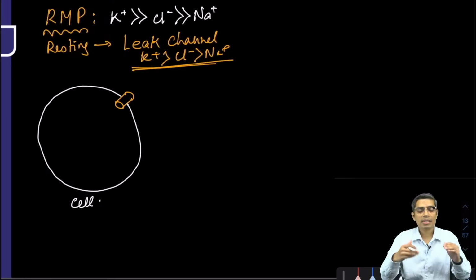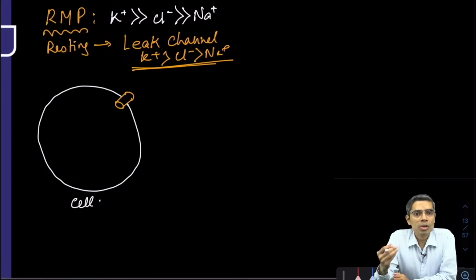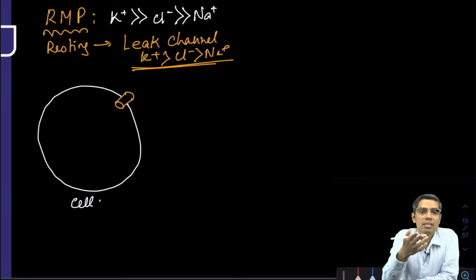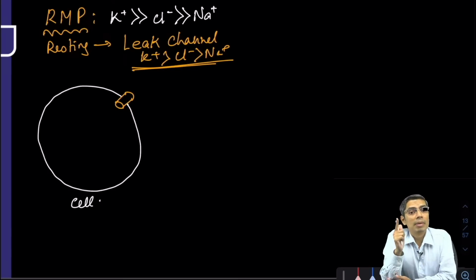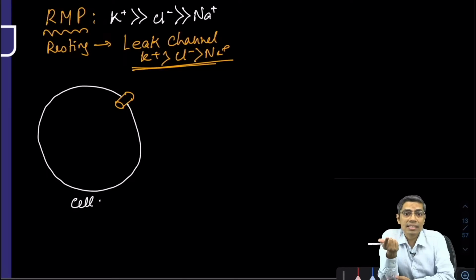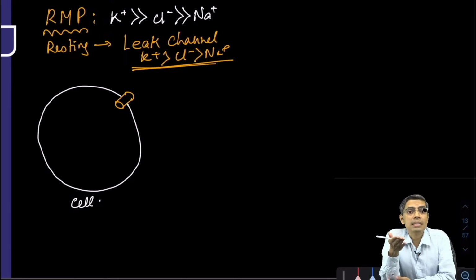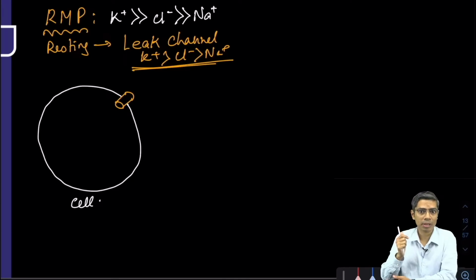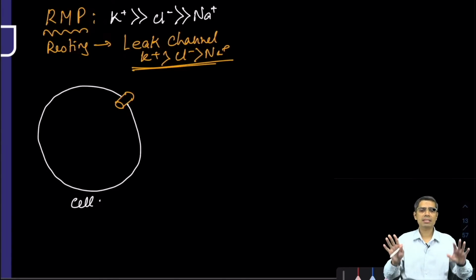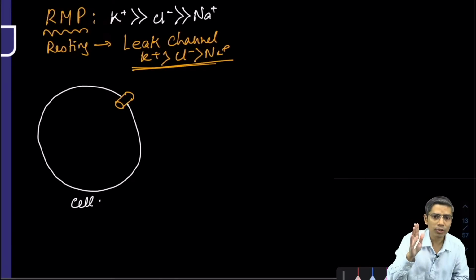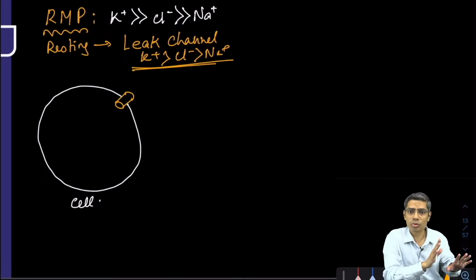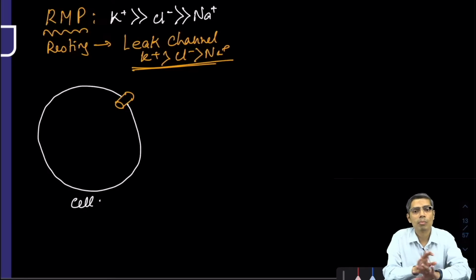That is why, if I ask which ion has maximum permeability in the resting condition, your answer is potassium. But if I ask which ion's permeability is maximum when the neuron is generating an action potential, the answer is sodium. In the resting condition, sodium channel numbers are very few. The sodium channels we talk about during action potential are voltage gated sodium channels, but voltage gated channels are not responsible for resting membrane potential. It is a leak channel, which means the channel is always open, always leaking. That is why it is known as a leak channel.